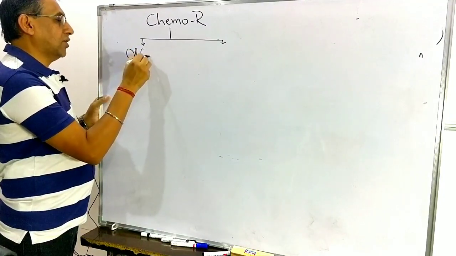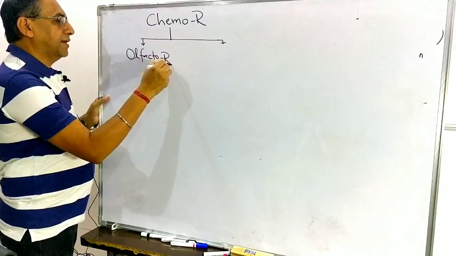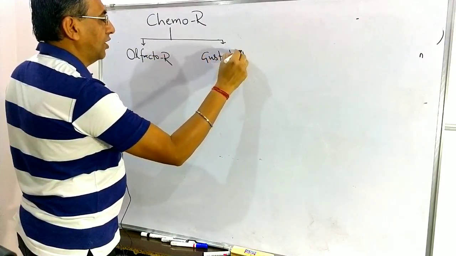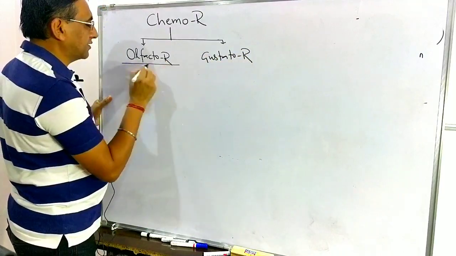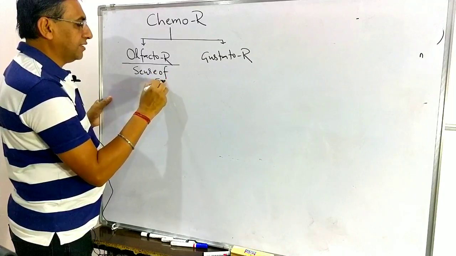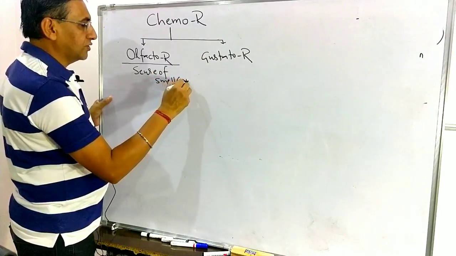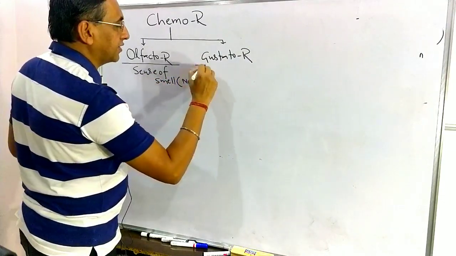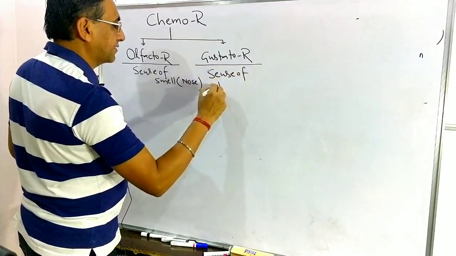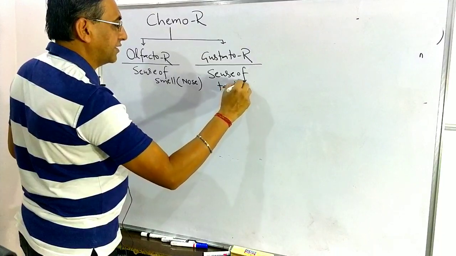One is known as the olfactory receptor, and the second one is known as the gustatory receptor. The olfactory receptor is related with the sense of smell; that is the nose. And the second one, the gustatory receptor, is related with the sense of taste, and it is the tongue.